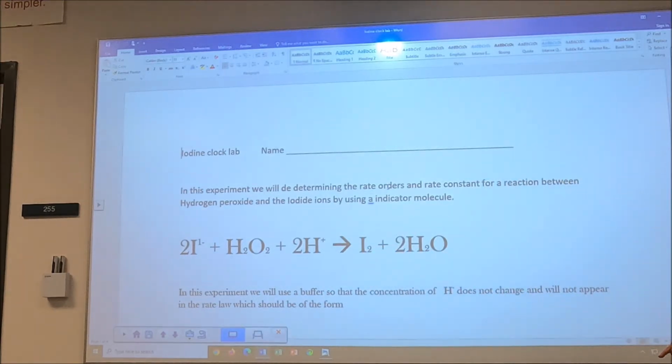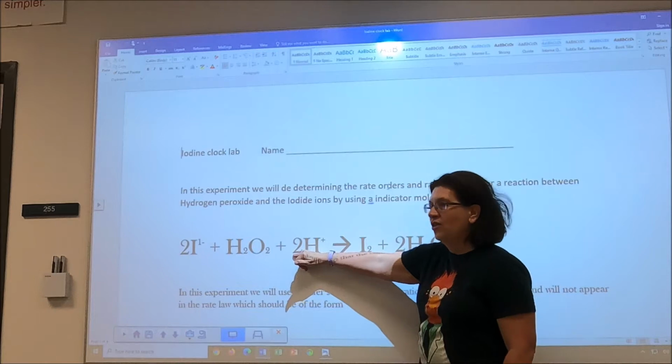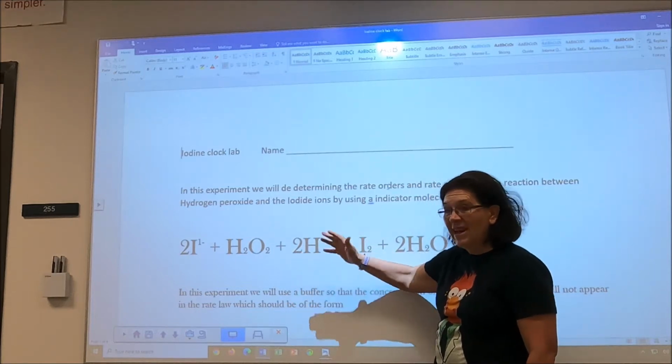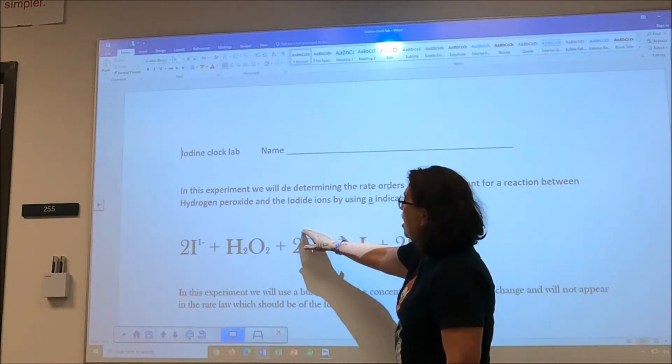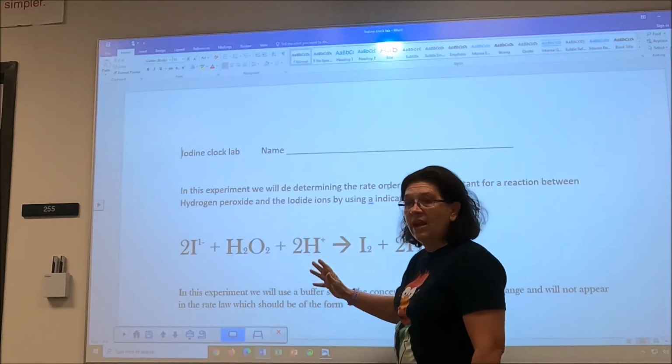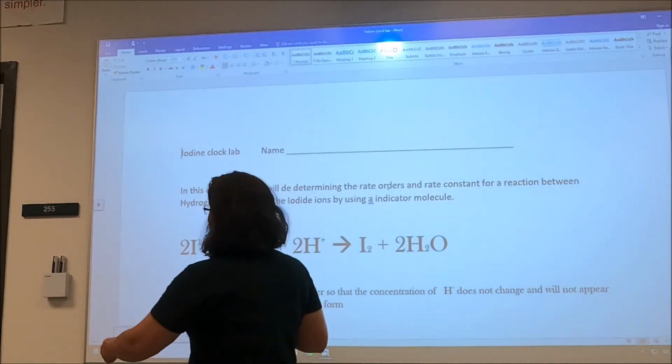Now, in this experiment, we are going to use a buffer. What the buffer is going to do is make sure that the concentration of hydrogen ions stays constant for us over the course of the reaction. So the concentration of hydrogen ions is not going to play a role in how fast this chemical reaction happens.